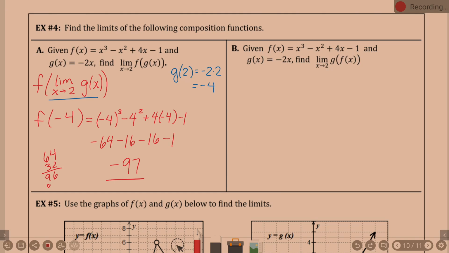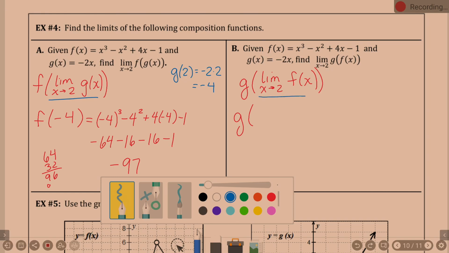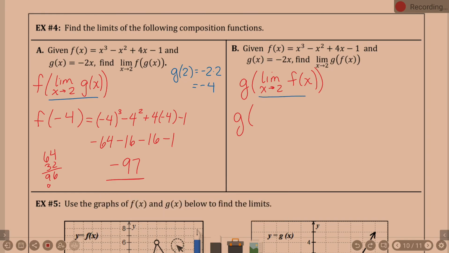Okay, so you think you can handle this one then? This is the limit of g of f of x, so we're going to do g of the limit as x approaches 2 of f of x. So again, start on the inside. The limit as x approaches 2 of f of x. As long as these are continuous graphs, you can plug it in.